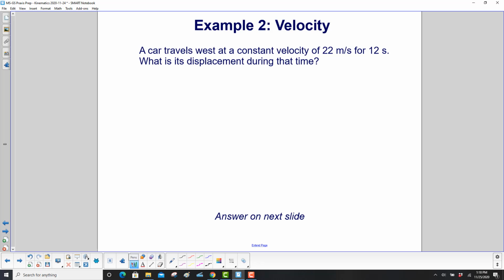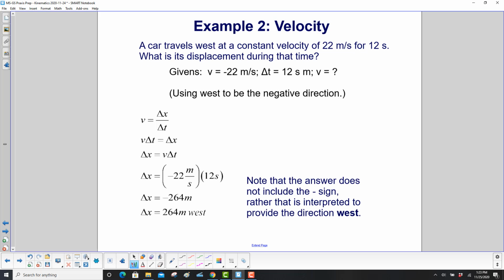A car travels west at a constant velocity of 22 meters per second for 12 seconds. What is its displacement during that time? Answer is on the next slide. We have our givens, and we put a negative sign on the velocity because we assume west is a negative direction. Our elapsed time is 12 seconds, and we want to find the displacement.